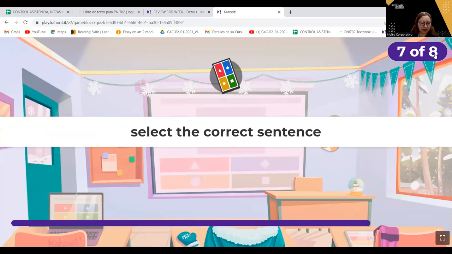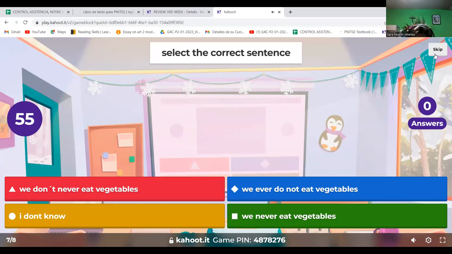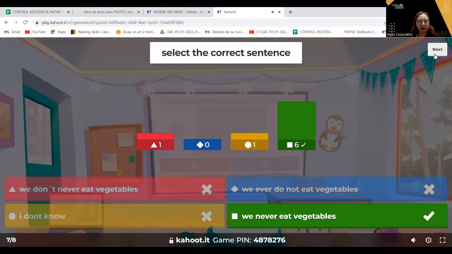Number 7. Select the correct sentence. Select the correct sentence. ¿Cuál de estas oraciones tiene todas las estructuras como deben ir? Este frequency adverb ya saben ustedes manejarlo. All right. Good.